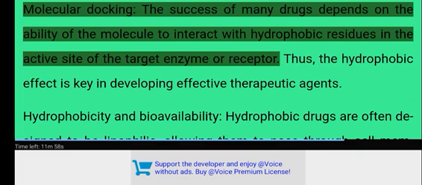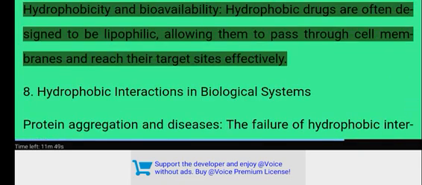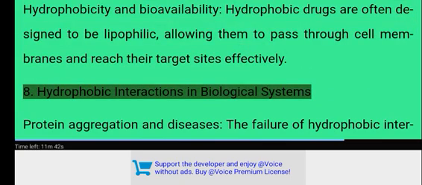in the active site of the target enzyme or receptor. Thus, the hydrophobic effect is key in developing effective therapeutic agents. Hydrophobicity and bioavailability. Hydrophobic drugs are often designed to be lipophilic, allowing them to pass through cell membranes and reach their target sites effectively. 8. Hydrophobic interactions in biological systems.